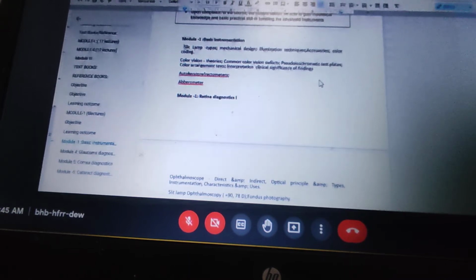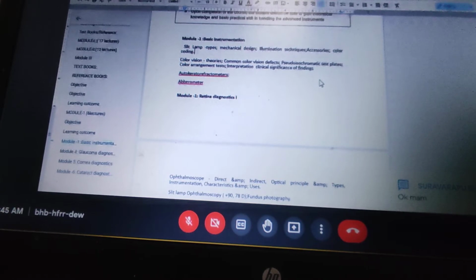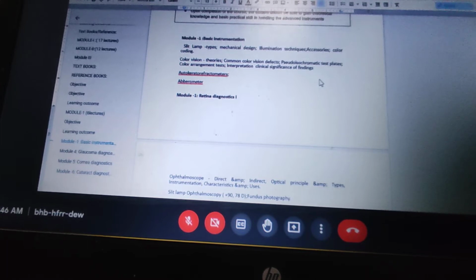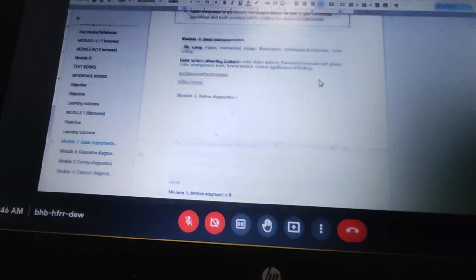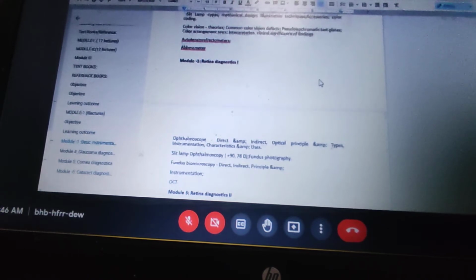And the second title in module 1 is about color vision. We have already discussed color vision theories, the common color vision disorders, the different tests that we do, and interpretation. So this is already done. Next we have the autokeratorefractometers, and about the retinal diagnosis.